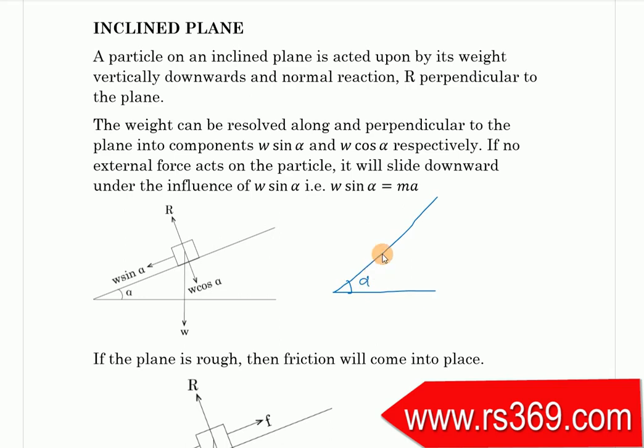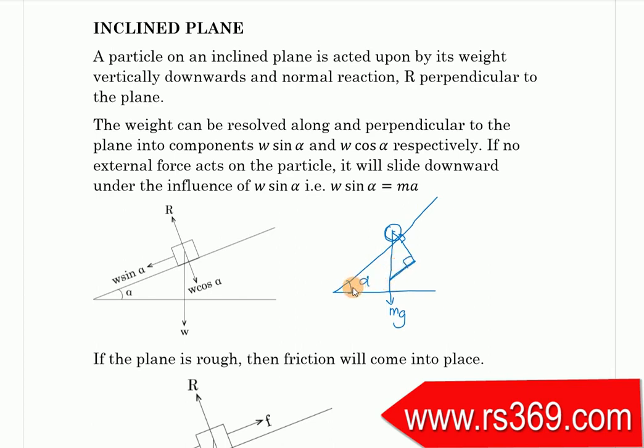This angle is alpha. When the body is on the incline, there will be a weight. The weight of any body will always act vertically downwards, and it is given by mg. Now we are saying that this mg can be resolved into perpendicular directions: one direction is normal to the plane, and the other direction is along the plane.